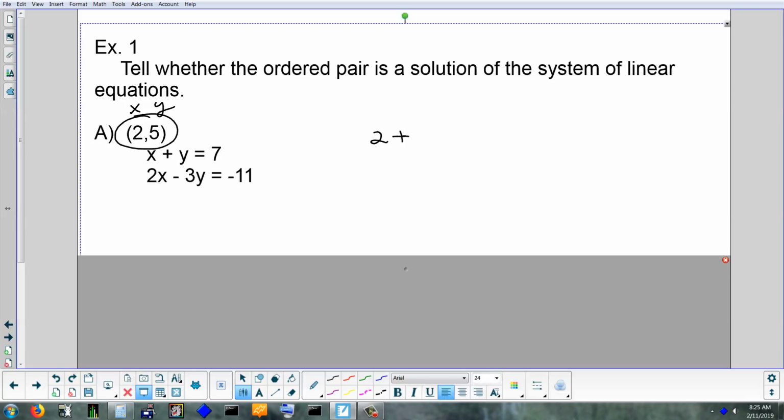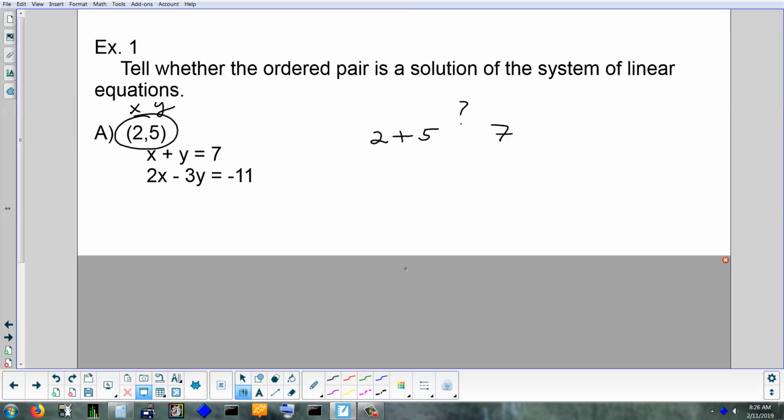Okay, so off to the side I'm going to fill in 2 plus 5. Now I'm just going to put a question mark there because I don't know if this is going to work. And I got 7 on the other side. So the goal is for them to come out the same. What does 2 plus 5 give me? That gives me 7. I had 7 on the other side. They're equal. That means that works.